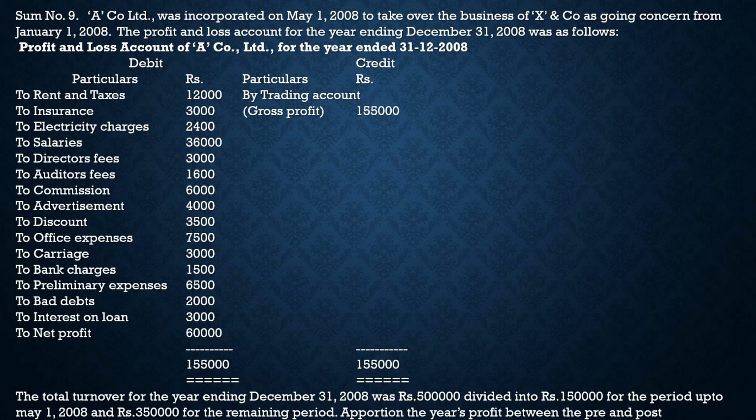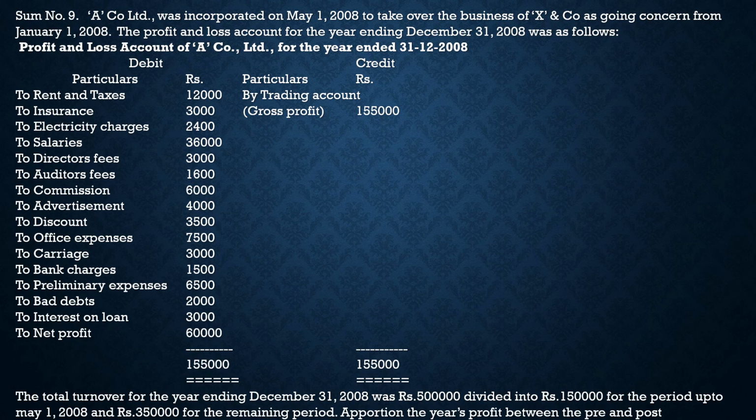Now rent and taxes, in the first line of the sum, rent and taxes rupees 12,000. On what basis will you allocate? Rent and taxes is a fixed expense. It is based on monthly. Therefore, you take it as time ratio. Insurance, time ratio. Electricity charges, time ratio. Salary, time ratio. Director fee, I already gave in the table. If you go through the table, you will remember that. Director fee is nothing but allocated. That is post incorporation period only. You write the full amount of 3,000 in the post incorporation period.